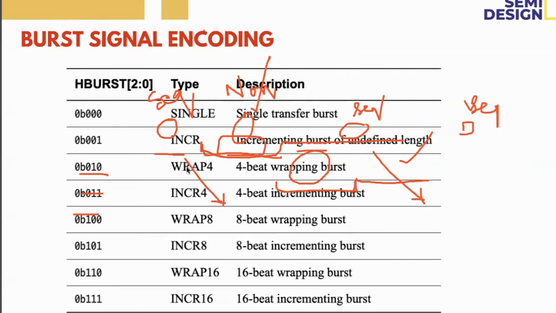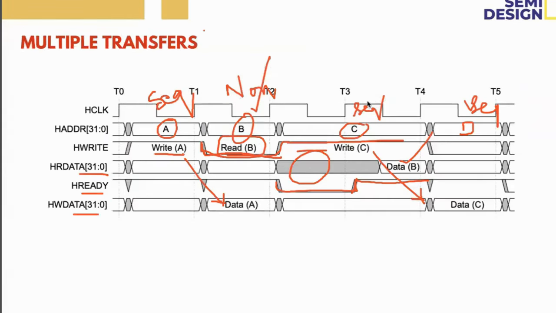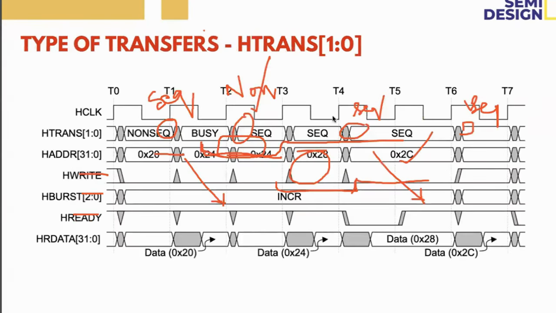Okay, see here, wrap 4, increment 4, wrap 8, increment 8, okay, 4 beat. There is a 4 beat, 8 beat, 16 beat. So, what happens if I take 4 beat here? What is the sequence? What is the non-sequence? And what is the sequence? How are the transfers here? Already you have seen here. For non-sequence, different addresses.